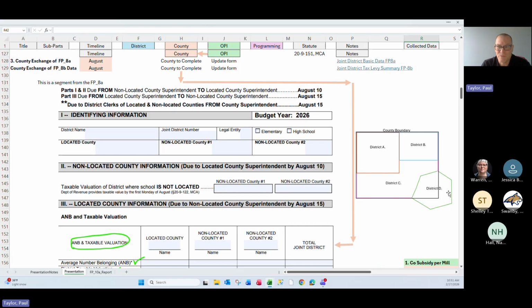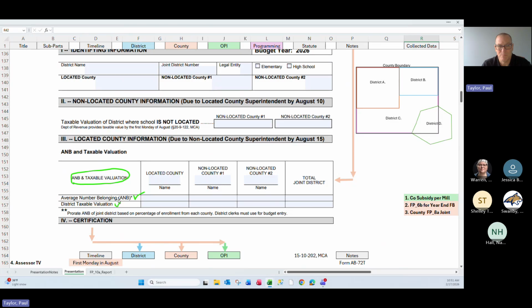Counties fill in this form that's provided by the OPI as per statute mentioned here, and the counties trade this information. They fill in some identifying information, and down here are the important points. They have to provide A and B in taxable value. And here we're talking about the A and B at the located county and the A and B at the non-located county. And yes, we have a few situations in which a school district is split across 3 counties. So that's why there's a second non-located county here.